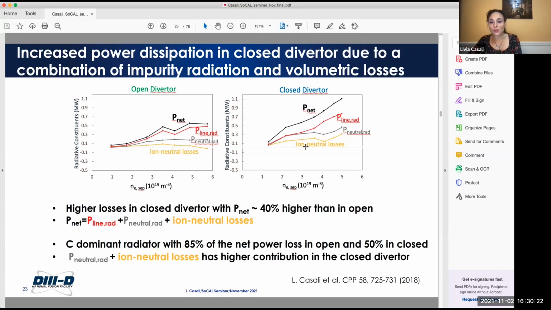And this is due not only to an increase in the line radiation. Carbon remains the dominant radiator. However, we can see that in the closed divertor we now have an increase in the neutral radiation and in the ion-neutral losses that we just discussed. And in fact, the relative contribution of the carbon itself is reduced.